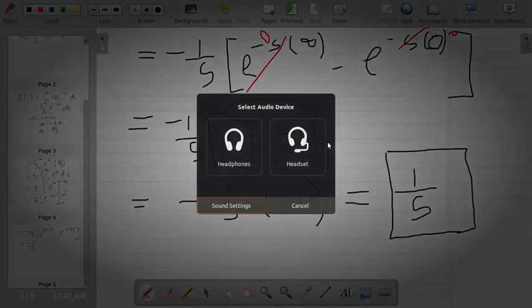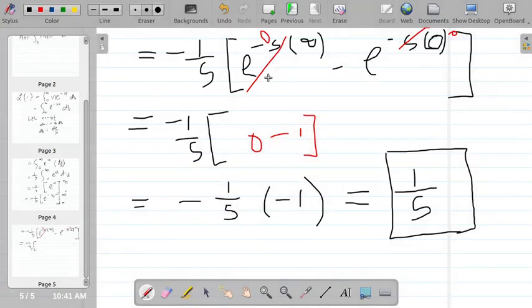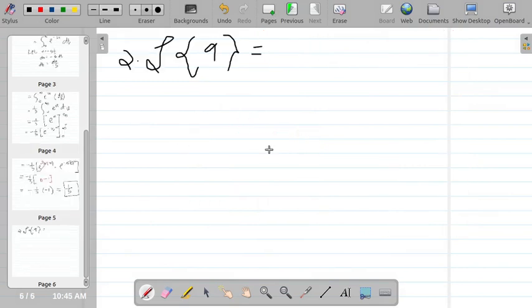So, next example. For our next example, we need to find the Laplace transform of 9, which is our f of t. So, we just substitute: the integral from 0 to infinity of f of t, which is 9, so 9 e raised to the power of negative st dt.